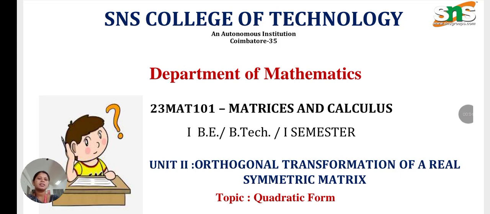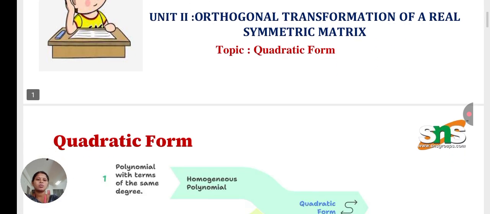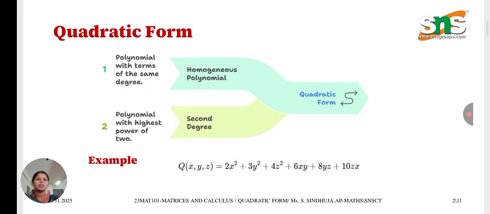Let us see the topic of orthogonal transformation of a real symmetric matrix in quadratic form. In this topic we are going to discuss how the quadratic equations were constructed, and from that we are finding a matrix. Our matrix is given and we are forming a quadratic form. Before going to the topic, let us have a discussion about what a quadratic equation is.